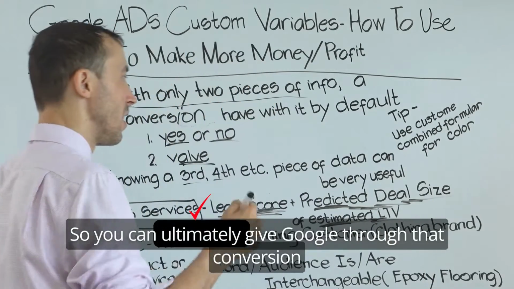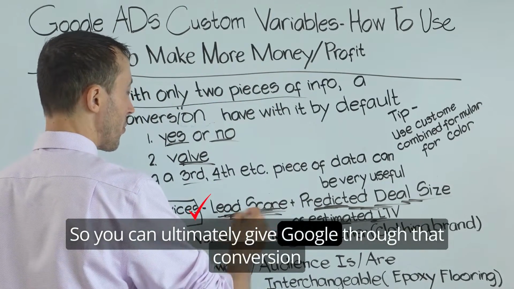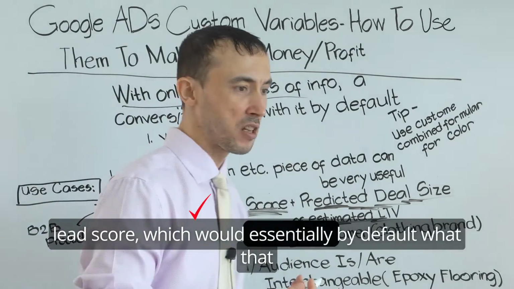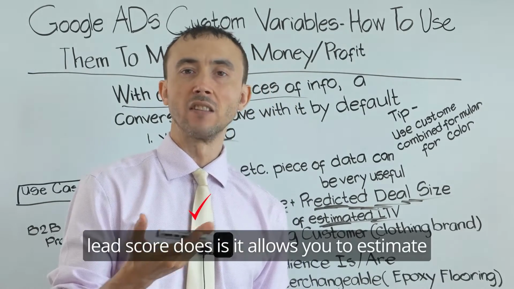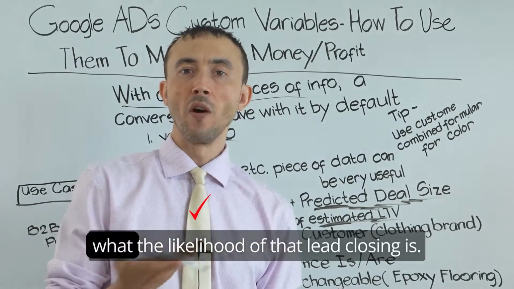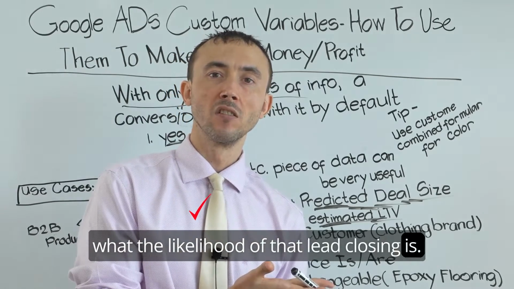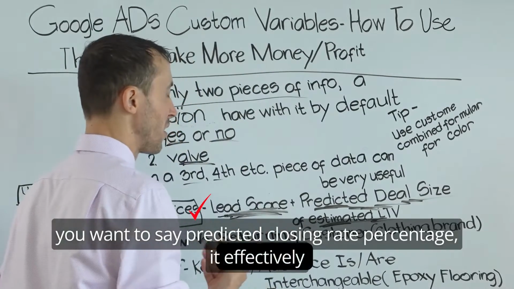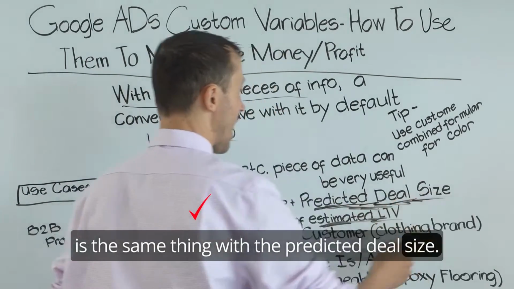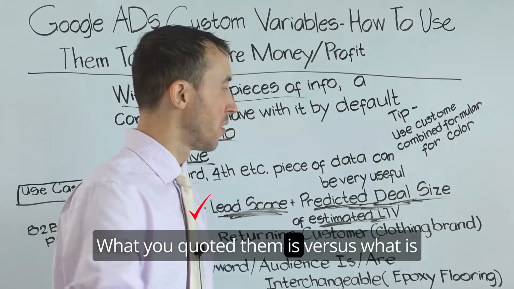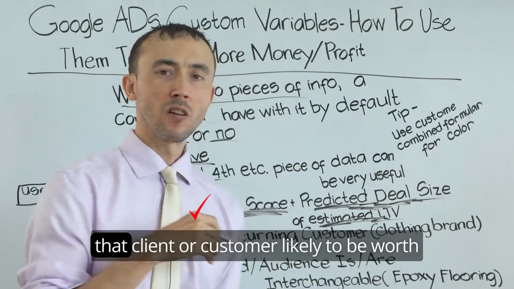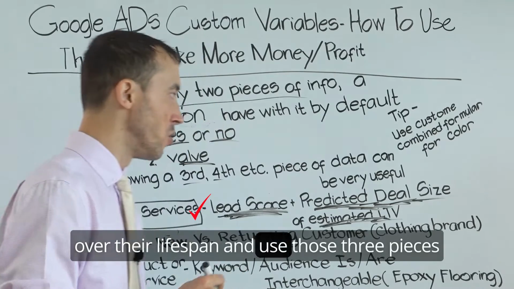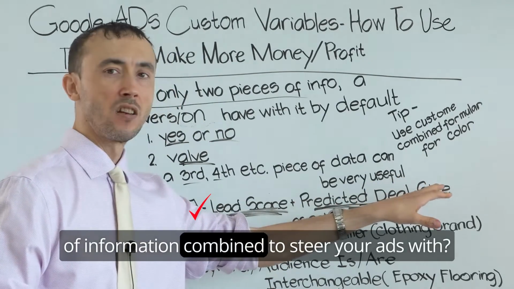So you can ultimately give Google, through that conversion that you set up to track qualified leads, this lead score, which by default allows you to estimate the likelihood of that lead closing. So if you want, instead of lead score, you can say predicted closing rate percentage, it effectively is the same thing. With the predicted deal size, what you quoted them is, versus what is that client or customer likely to be worth over their lifespan. Use those three pieces of information combined to steer your ads with.